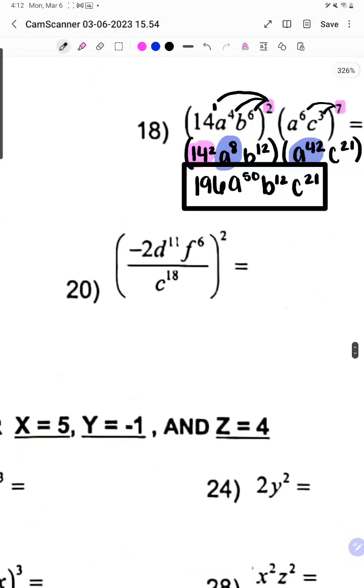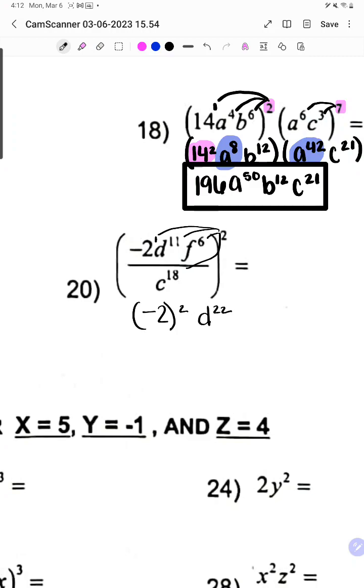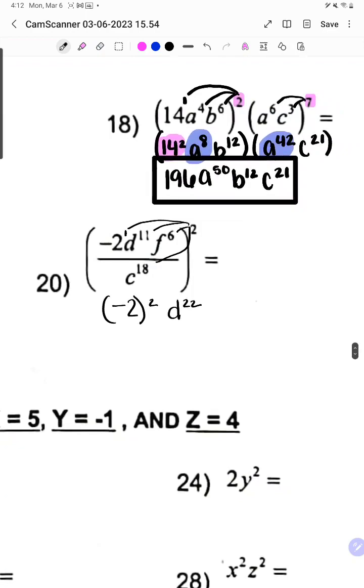Okay, when we go to number 20, we'll do the same thing. This -2 has an understood exponent of 1, and then I'll distribute this 2 to everything inside. So this will be -2 squared, d to the 22nd, because 11 times 2, f to the 12th, because 6 times 2, and c to the 36th.